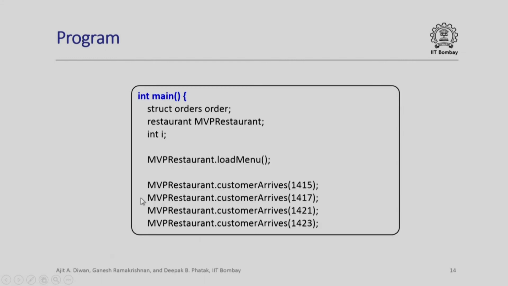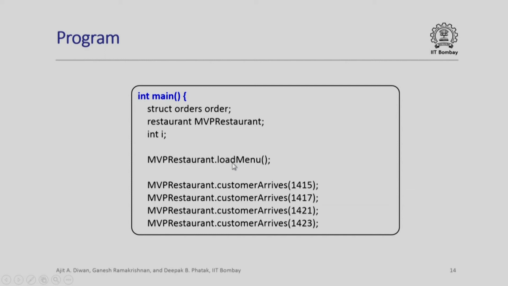This brings us to the main program, which is actually very simple. We define orders as a struct which we have defined. So, this is the order element. The restaurant is MVP restaurant, or My Vada Pav restaurant, and some variable here. Now, we first load menu. Remember, there is a function. This load menu will complete loading of all the menu items from some backend information. You will recall that currently we are giving fixed information for all menu items and their cost.